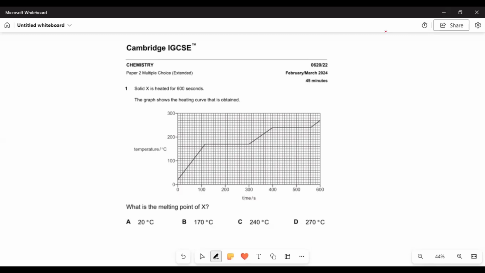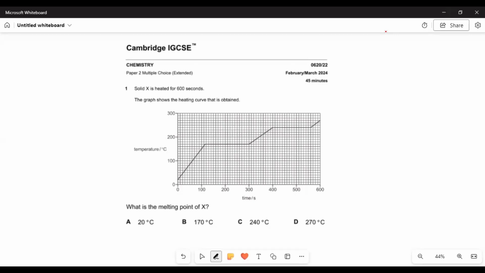The graph shows the heating curve that is obtained. If you divide the graph into small divisions, 1, 2, 3, 4, 5, 6, 7, 8, 9, and 10, it means every division is equal to 10 degrees Celsius on the y-axis and 10 seconds on the x-axis. Okay, they have asked us what is the melting point of X.